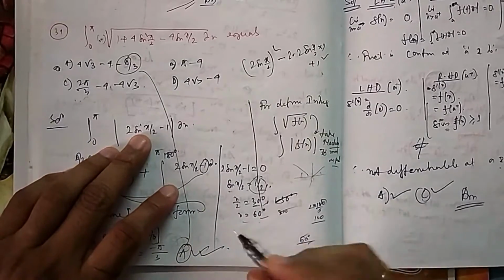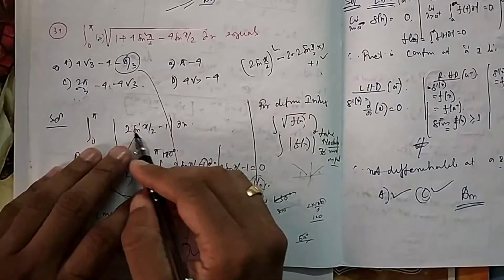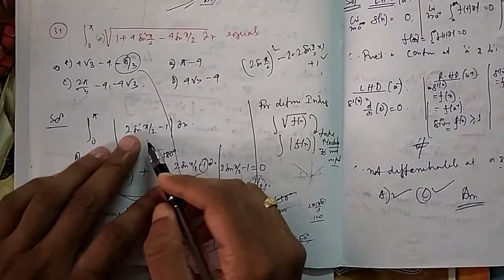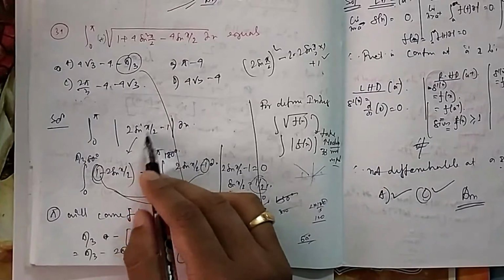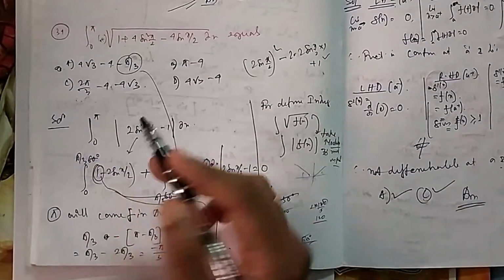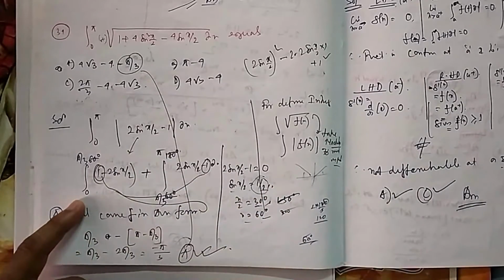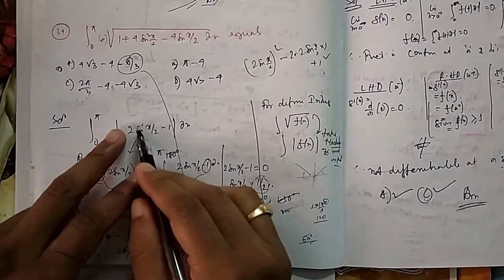So if you go beyond 60, because 60 degree is half, if you go more than 60, then this will be positive always. And if you come less than 60, it will be negative, because then the values will be less than half. This value will be less than 1. 2 into half, less than half will be less than 1. So from 0 to 60, it will give you negative.